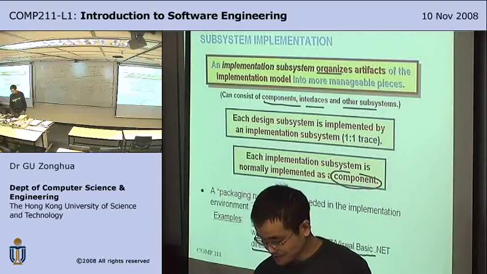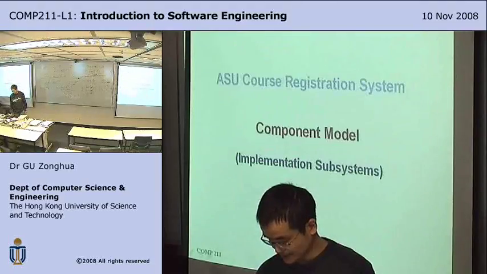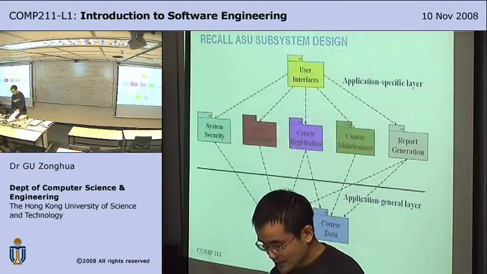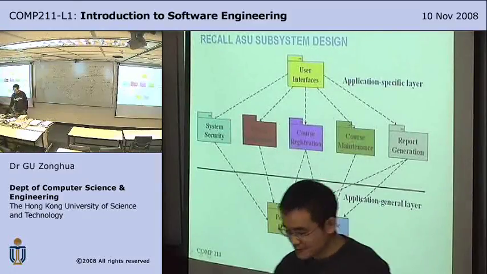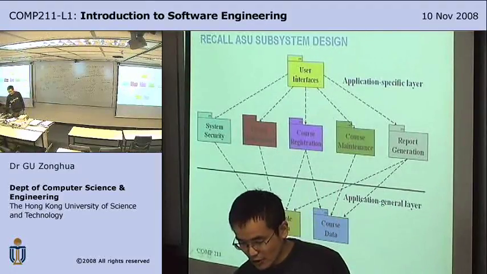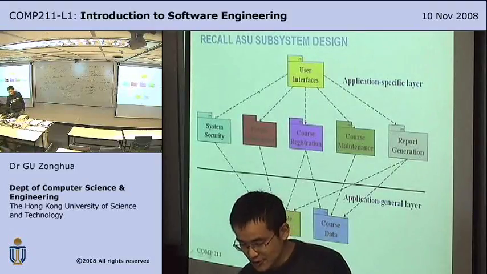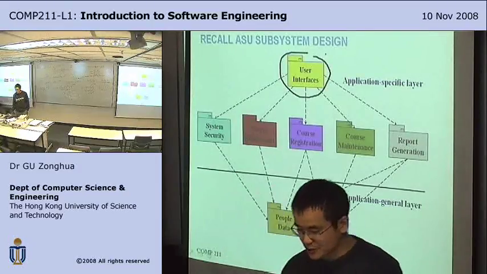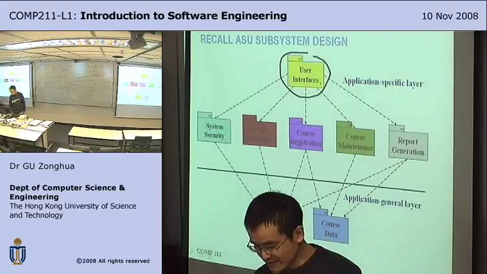So for the ASU subsystem design we saw before, we had all these subsystems with 3 layers. Actually 2 layers, where the user interface is one subsystem that calls into the other subsystems in the application-specific layer.